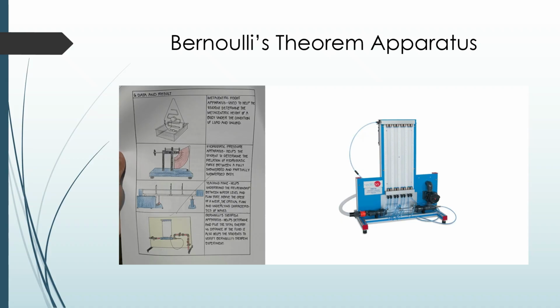Through the experiment, students can measure static head, velocity head, and total head at different points in the flow channel. By comparing these measured values, they can observe how the sum of pressure energy, kinetic energy, and potential energy remains constant, except for minor losses due to friction and turbulence.